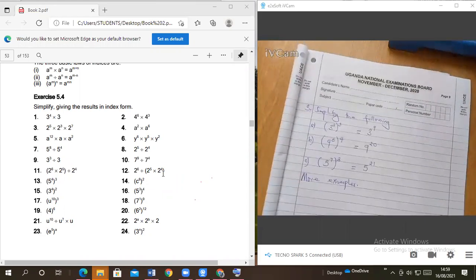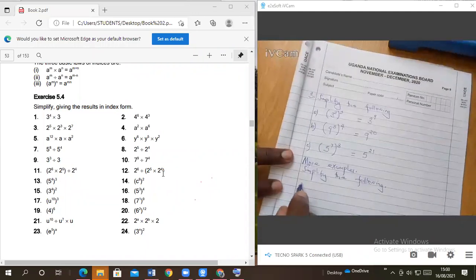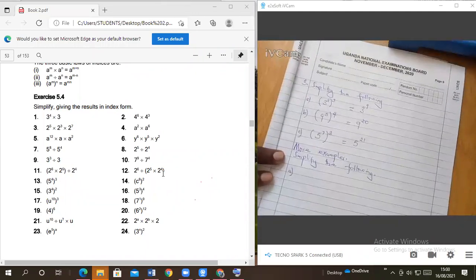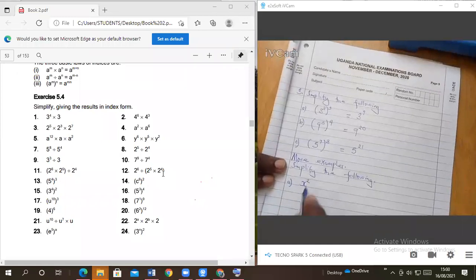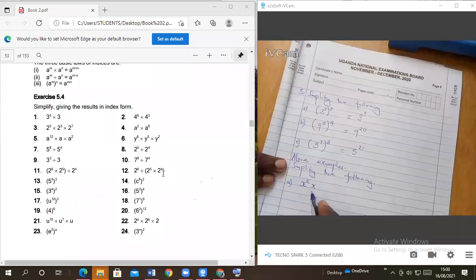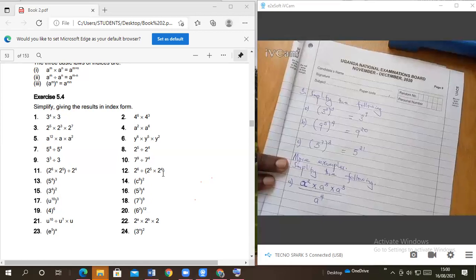Simplify the following. A, I have x squared times... so let me use another letter. I have a squared times a to the power 5 times a cube, divided by a to the power 4.